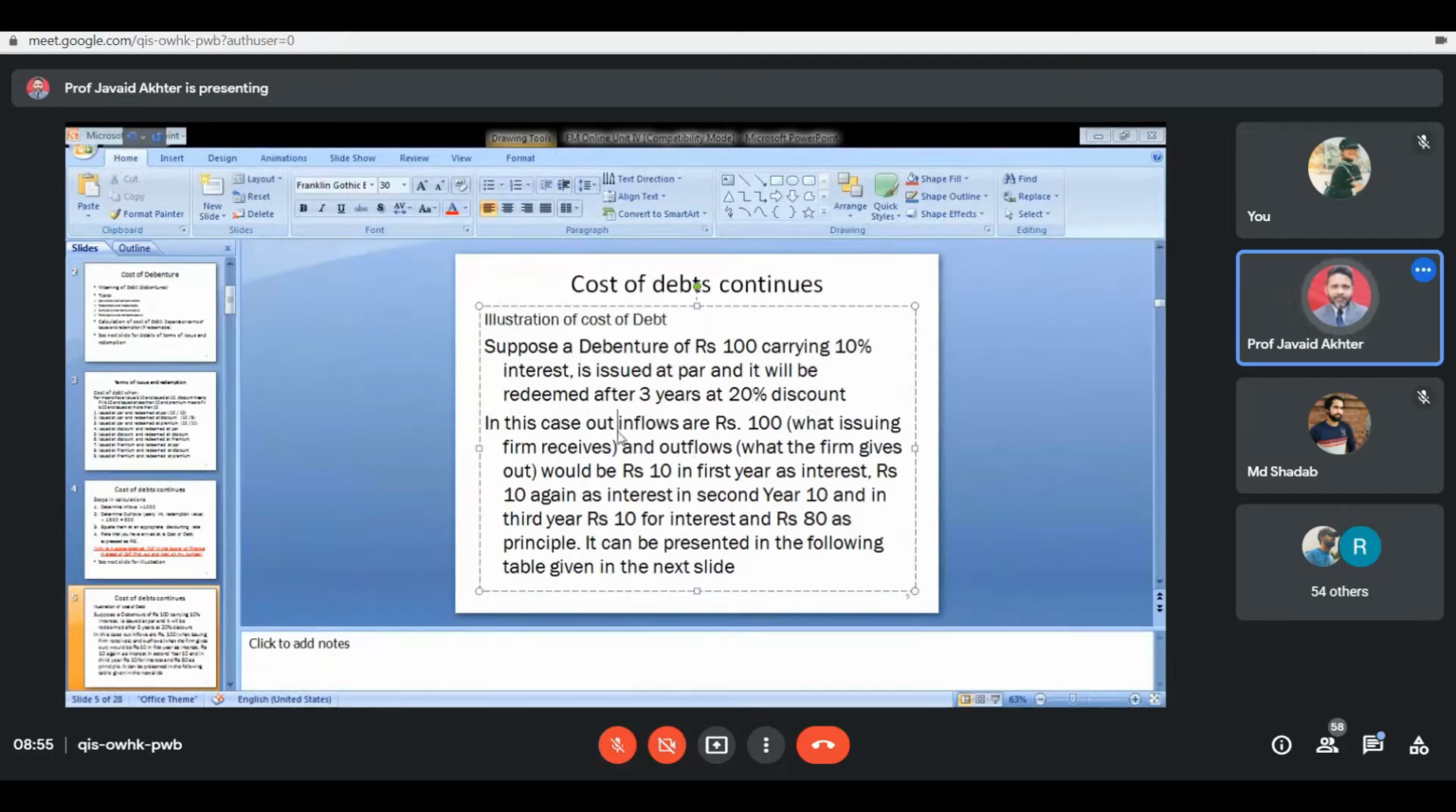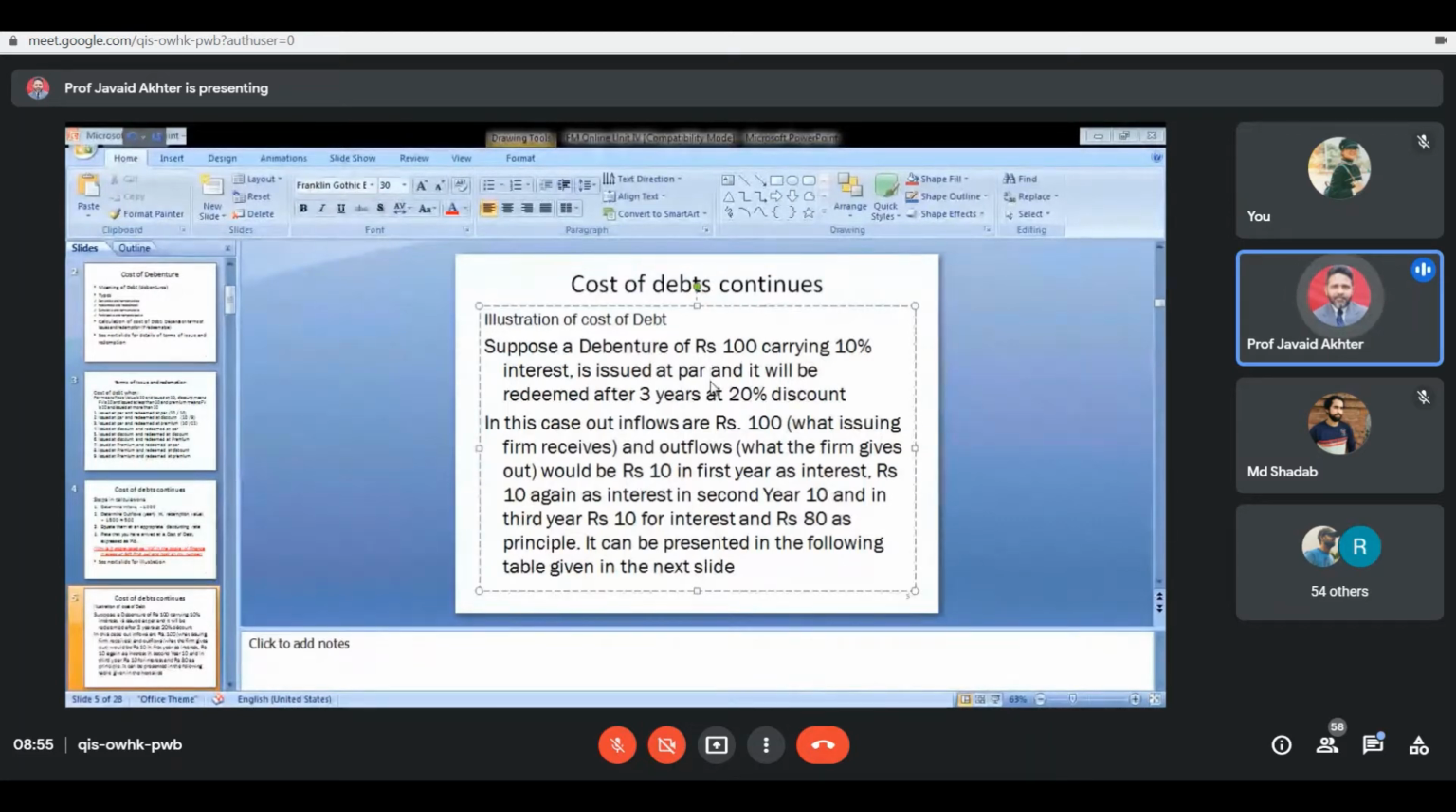Read it carefully. The inflow is 100, what the issuing firm receives, and the outflows that the firm gives would be 10 in the first year, 10 again as interest in the second year, 10 again in the third year, and 80 as a principal. Why 80 as a principal? Because it is being redeemed at 20% discount. So you prepare a table of inflow and outflow, and accordingly the problem can be solved.